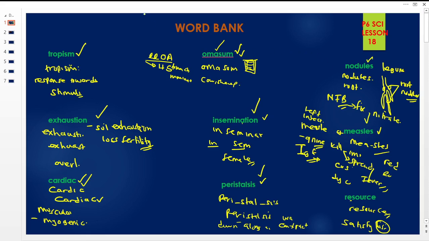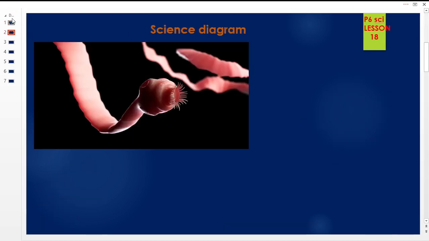After this section, we are going to go to the next section, and this section is always for a science diagram. So the diagram is already there. Today we are going to discuss this, and when you look at this one, this is a worm. So we are going to look at what we call worms.